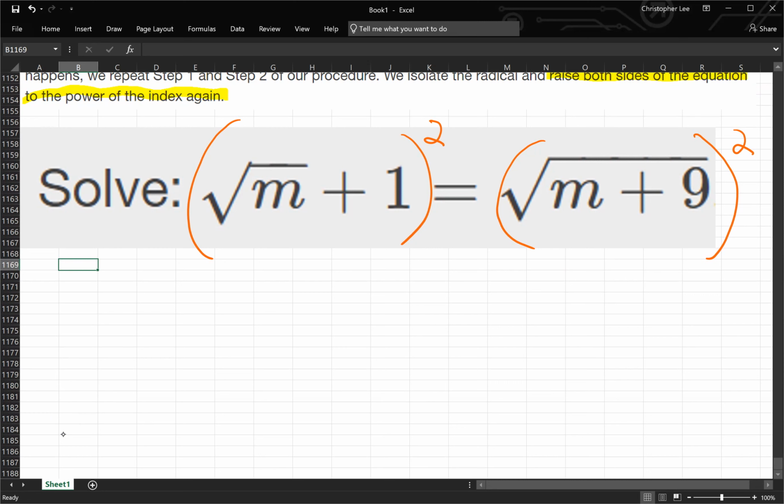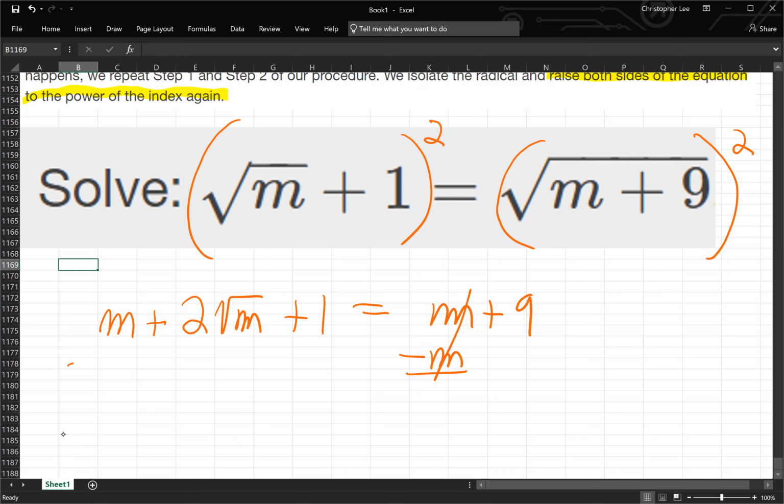That being said, let's do square root m times square root m. What's that? M plus 2 square root m plus 1 is equal to m plus 9, right? Just FOIL it, and you'll see. After that, I want to just solve for m, all right? So I'm going to subtract m from over here. But what I do to one side, I've got to do to the other.